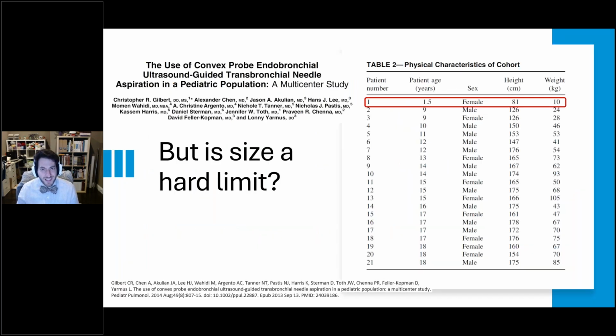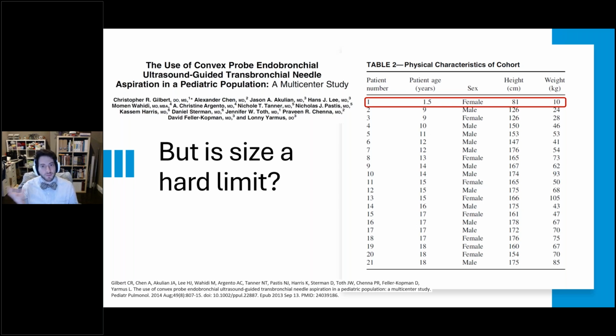That being said, is size truly the limit that we think it is? And again, when we're asking the question of what's safe and what's been done, Gilbert et al. later on explored a multi-center study in pediatric bronchoscopy, and they found that their youngest patient who's ever received EBUS was 1.5 years of age. Now, this did require significant limitation and modification of their bronchoscopic approach.